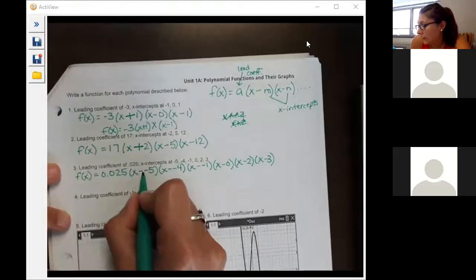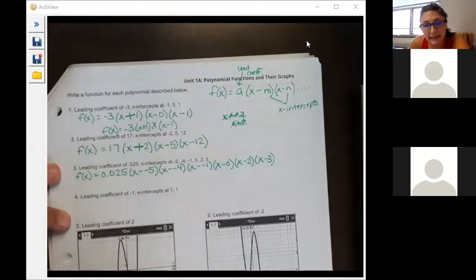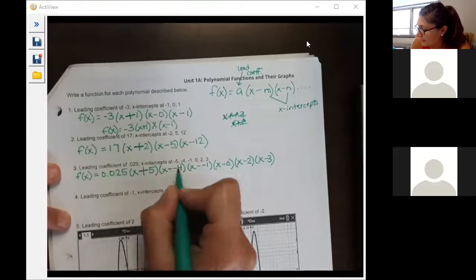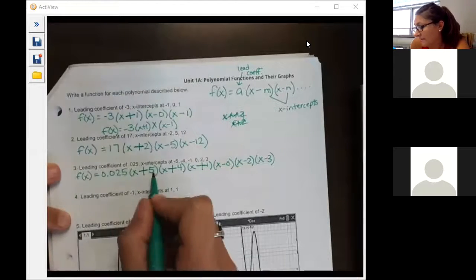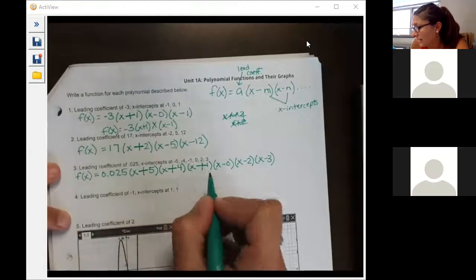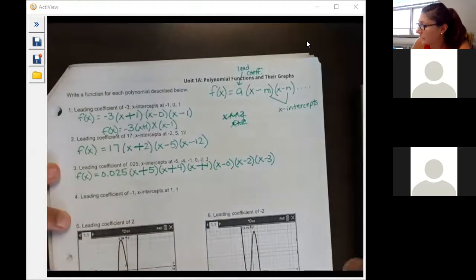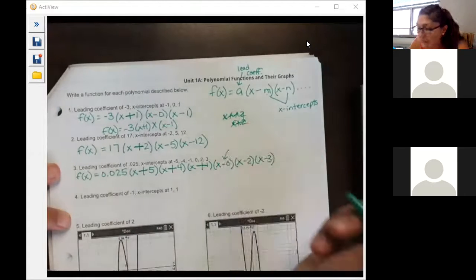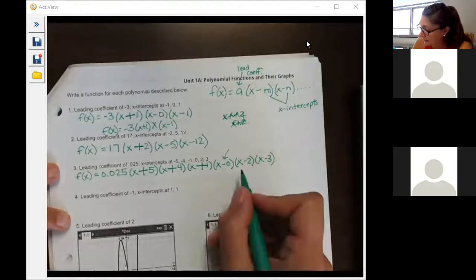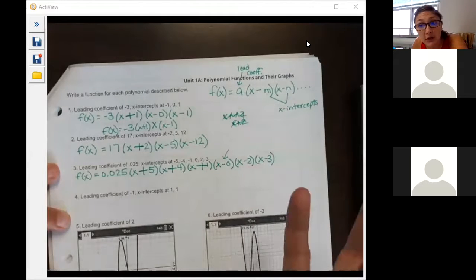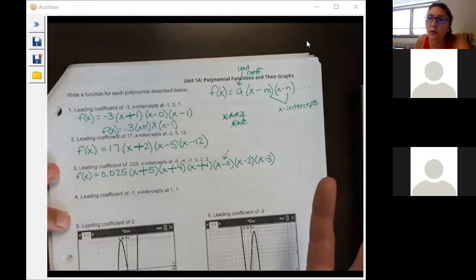I need to tidy up where I have double negatives in here. So this would be plus, and this would be plus, and this would be plus. I would have x plus 5, x plus 4, and x plus 1. You can leave this x minus 0. That's fine. There's nothing wrong with that. A lot of times you'll see this cleaned up. So if I'm giving you the function, you won't see x minus 0 or x plus 0.